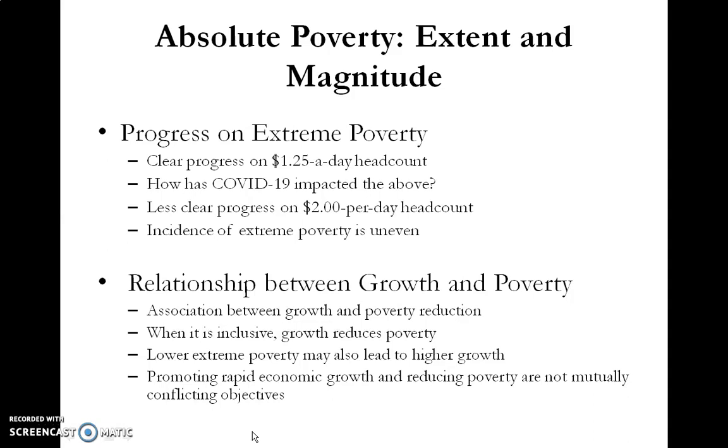We will touch on the relationship between poverty and growth, although we do talk about this in greater detail later on in this term. But there does seem to be an association between growth and poverty reduction, where as long as economic growth is inclusive, it will tend to reduce absolute poverty. Lower extreme poverty may also lead to higher economic growth, so that relationship is reinforcing, and it goes in both directions. And then promoting rapid economic growth as well as reducing poverty are not mutually exclusive or mutually conflicting objectives. So we can, as governments or as different countries, try and aim to achieve both of these objectives, as long as we ensure that the growth is inclusive.